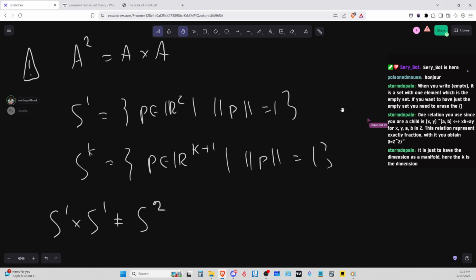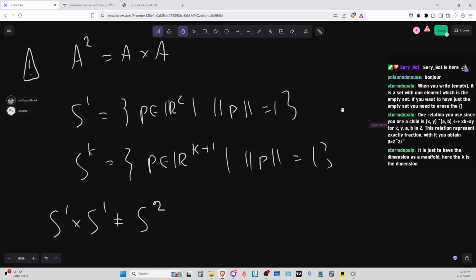One relation you've used since you were a child is x ~ y. I forgot what the curly line means in math. It probably means equivalent. It's equivalent to a/b, and I think it implies both ways that xb equals ay. This relation represents exactly fractions, and you obtain all the rational numbers. But what does the curly line, the equivalence symbol, mean?